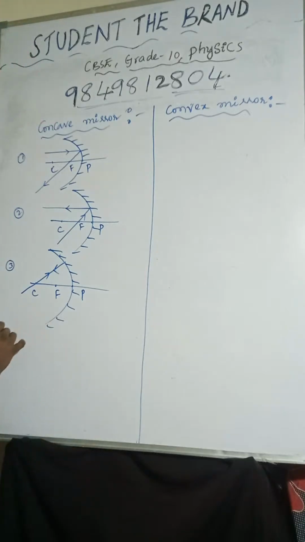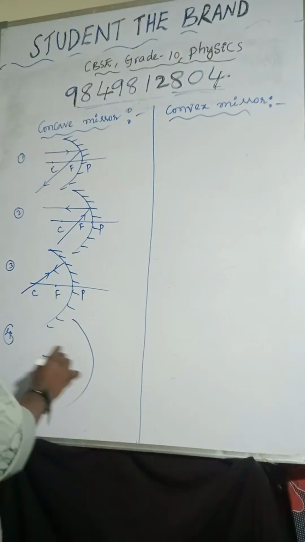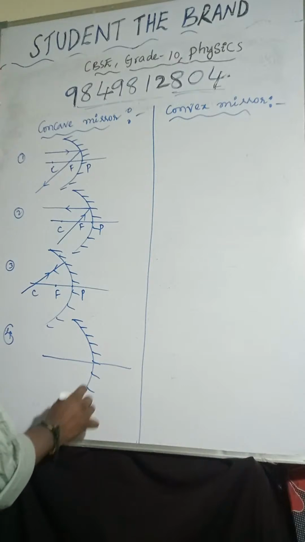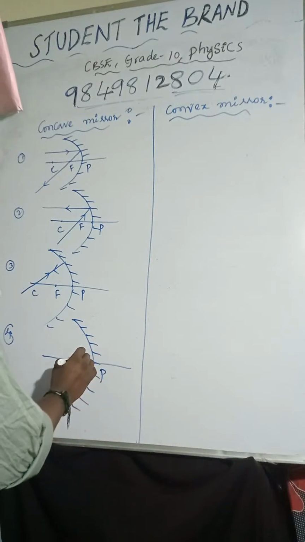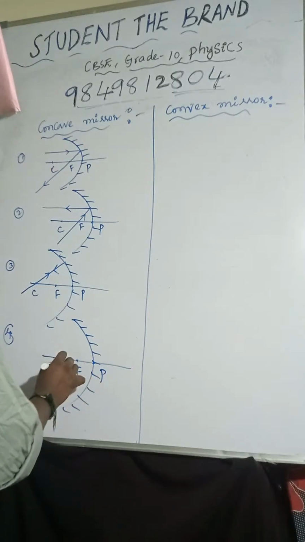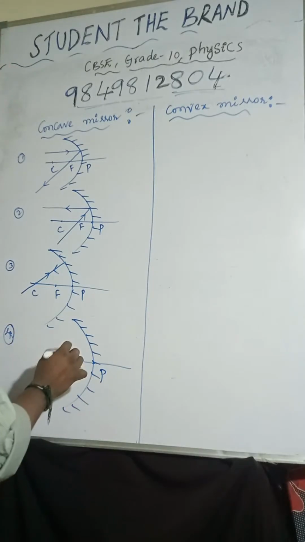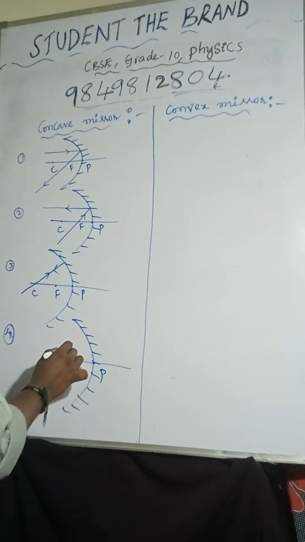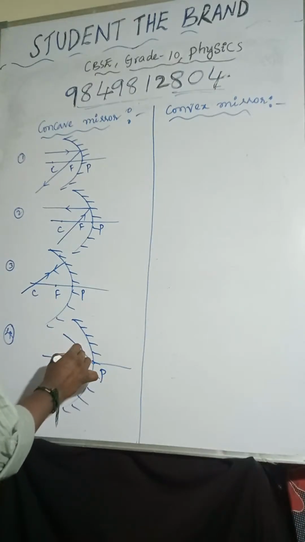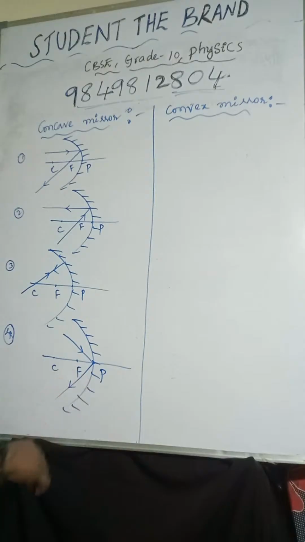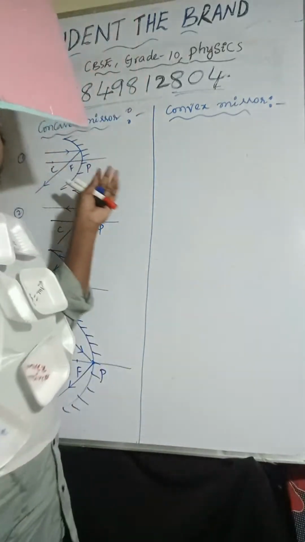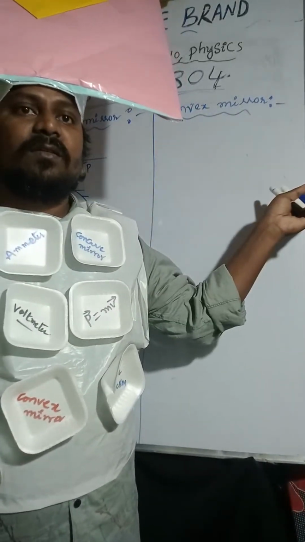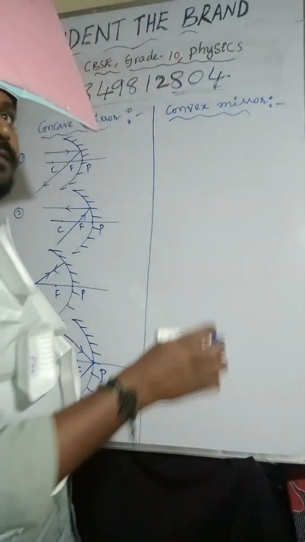And coming to the fourth one, light is incident at the pole. It reflects back. So these are the ray rules of concave mirror. Now coming to the ray rules of convex mirror, so we'll discuss.